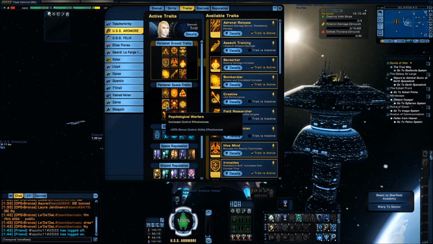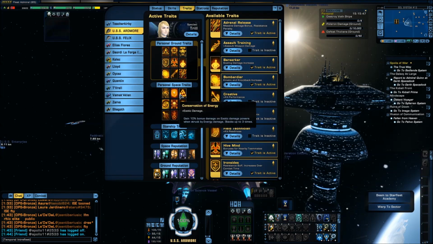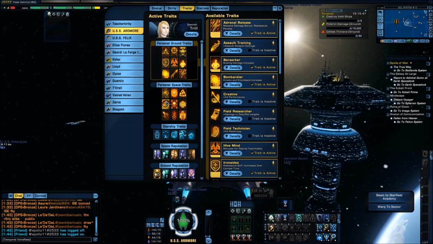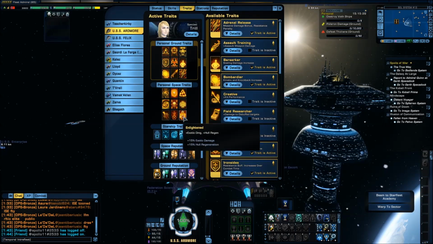You can buy both of these, conservation of energy, which is a science ability, and then the psychological warfare, off of the exchange, or if you have a choice pack from the Infinity Lockbox, you can choose it out of that. And then you have Enlightened.